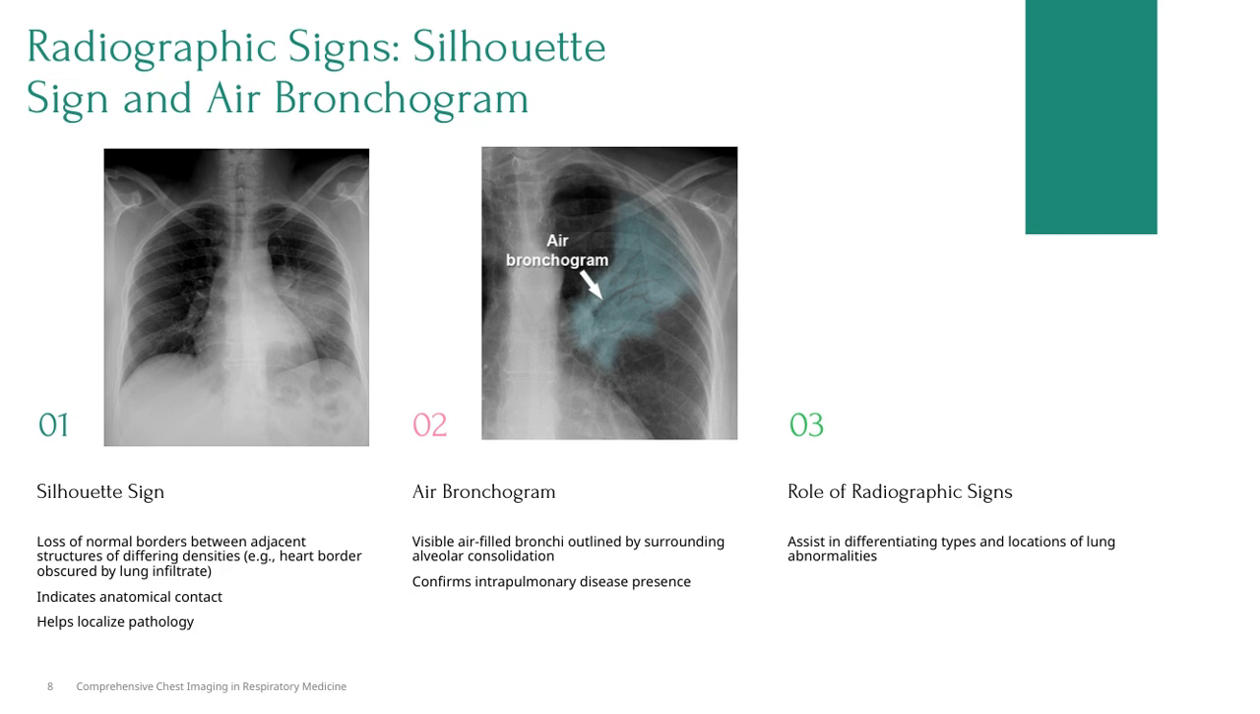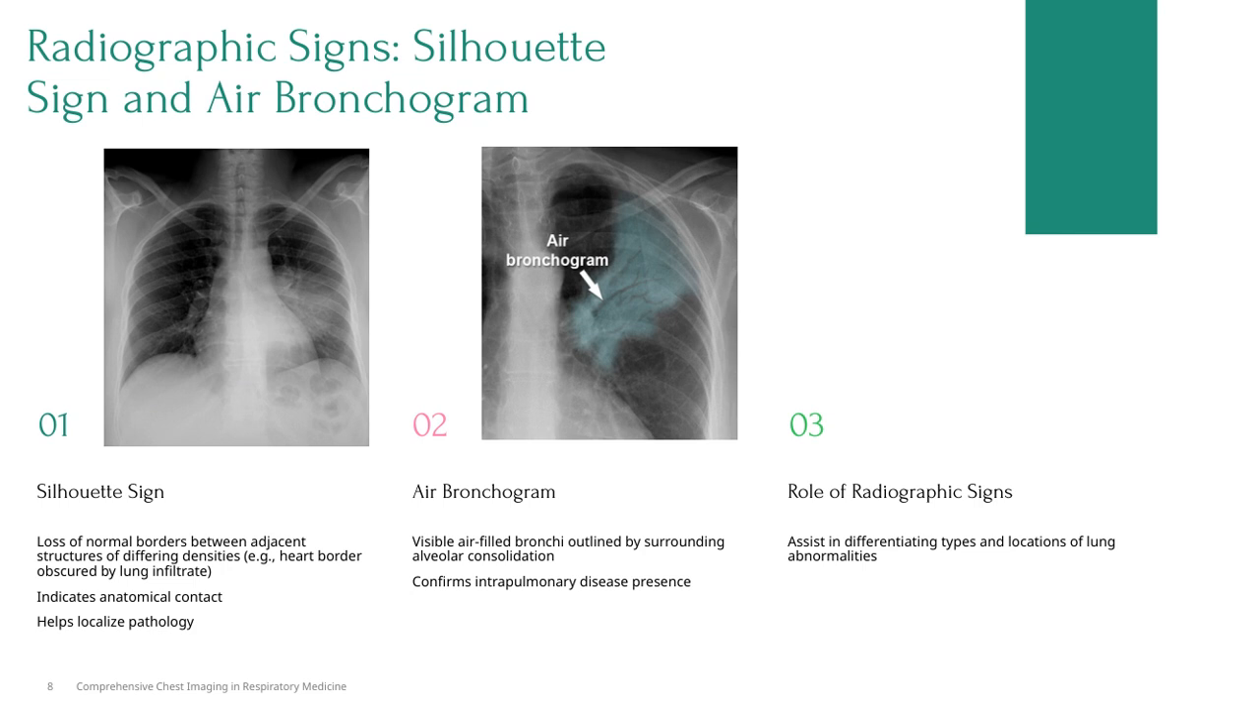Next, we have the silhouette sign. This occurs when the normal borders between neighboring structures of different densities are lost. For example, if the heart border becomes obscured by a lung infiltrate, it suggests that the pathology is in direct contact with that structure. This sign is very useful because it helps us localize the abnormality within the lung.